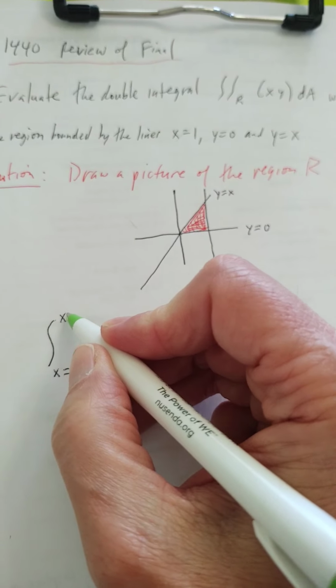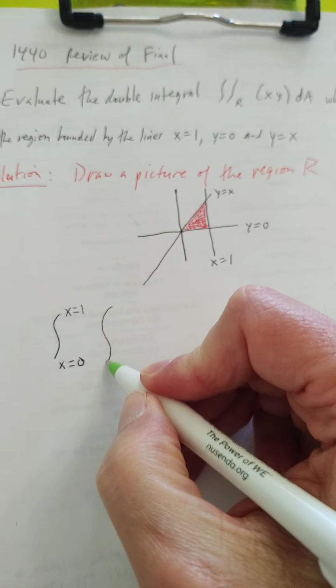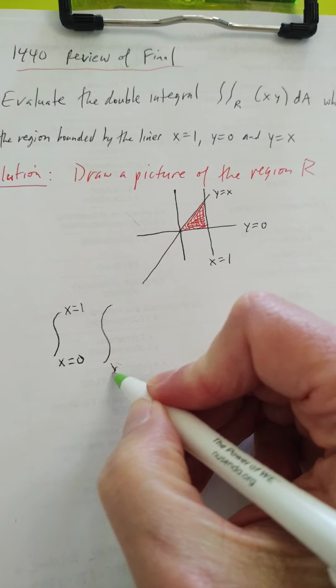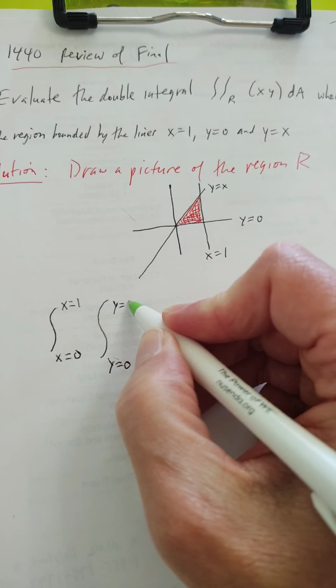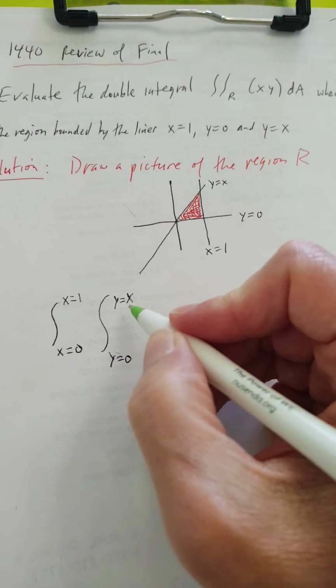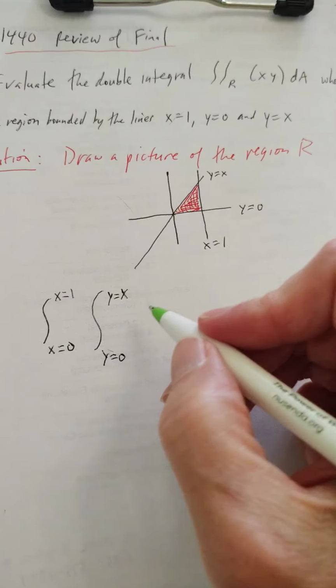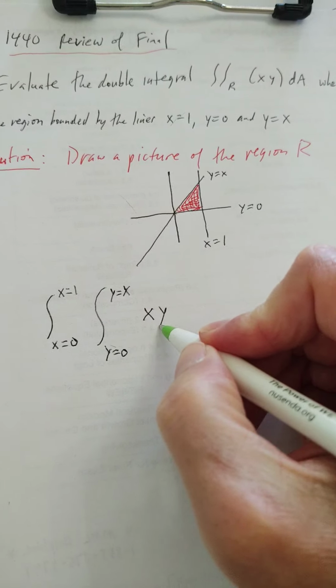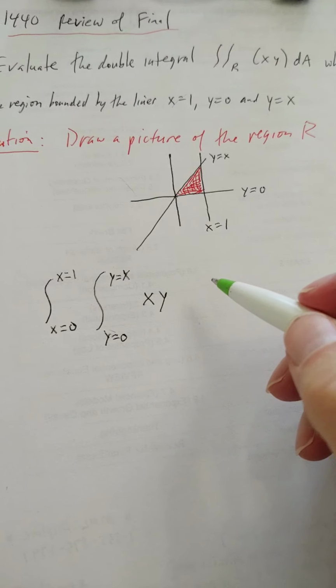The constants are the outside integral, constant endpoints. And then my second integral we said was going from y equals 0 to y equals x. Because this is not a rectangular region, we've got to have at least one variable endpoint for that inner integral. And then our function is xy.